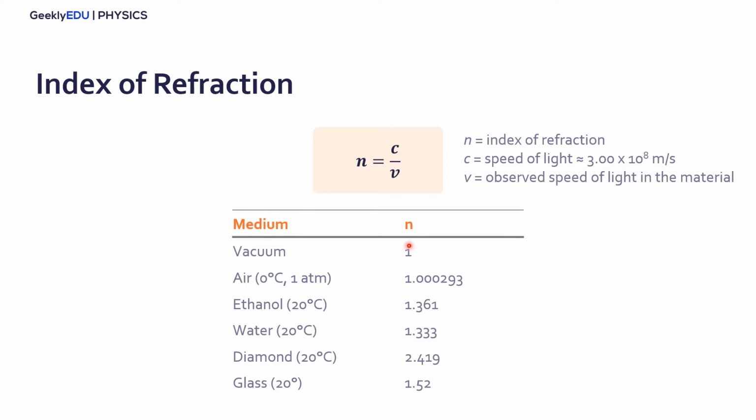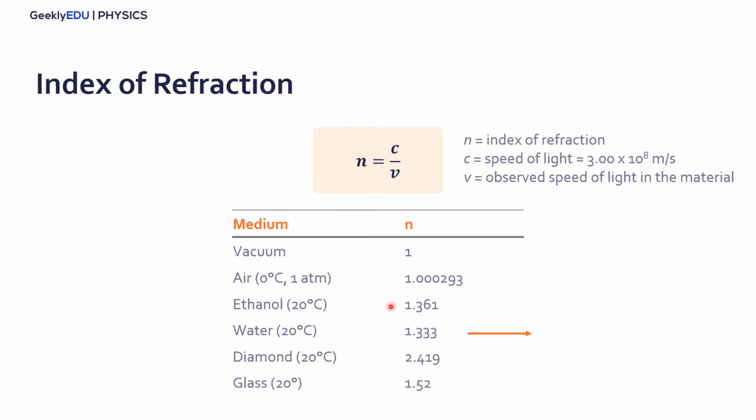So each medium has a different index of refraction. For vacuum, we have the speed of light over the speed of light, so it's 1. For all the other mediums, the index of refraction is higher than 1, because we cannot have anything faster than the speed of light. Depending on the material, we have different indices of refraction.